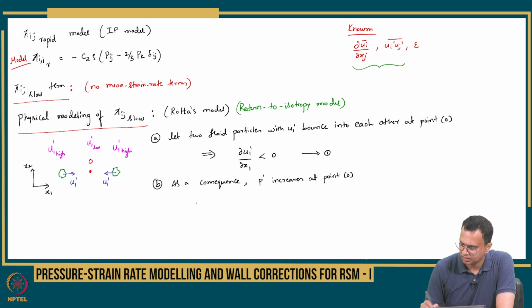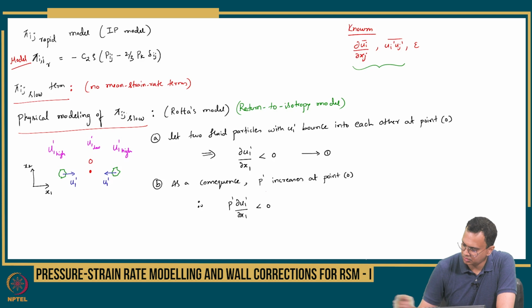Okay. So therefore, since ∂u_n'/∂x1 is already negative, p' being large is okay, but the entire part will still be negative. u1', this part is already negative, right? So therefore, p' ∂u1'/∂x1 is taking a negative value here.